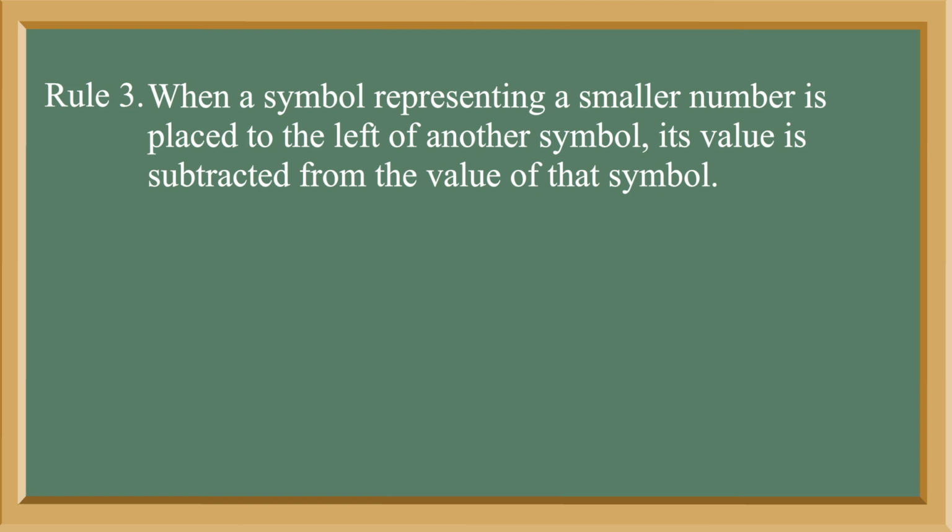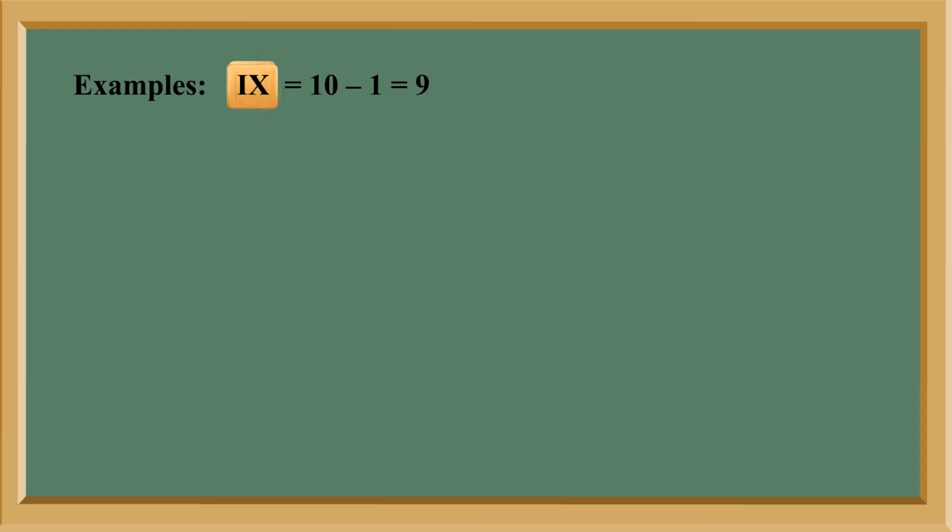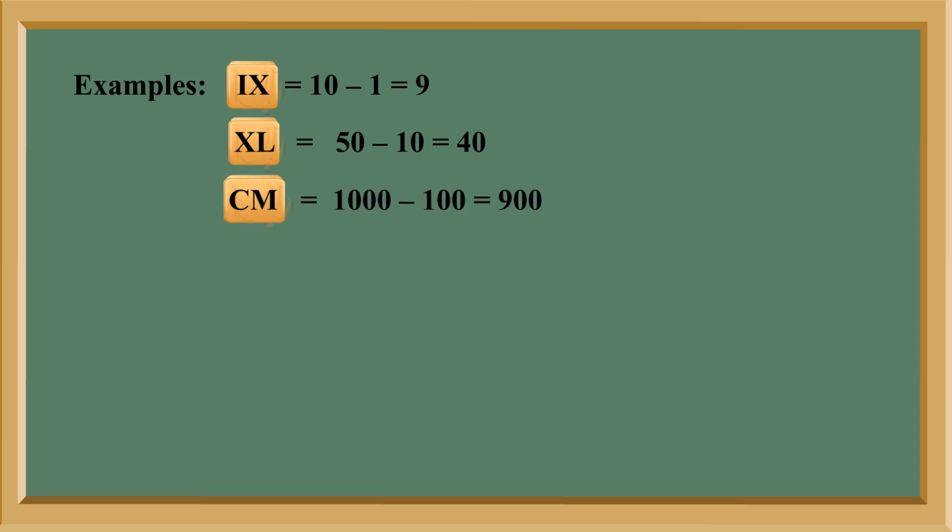Rule 3. When a symbol representing a smaller number is placed to the left of another symbol, its value is subtracted from the value of that symbol. Examples: IX is equal to 10 minus 1 is equal to 9. XL is equal to 50 minus 10 is equal to 40. CM is equal to 1000 minus 100 is equal to 900. IV is equal to 5 minus 1 is equal to 4.